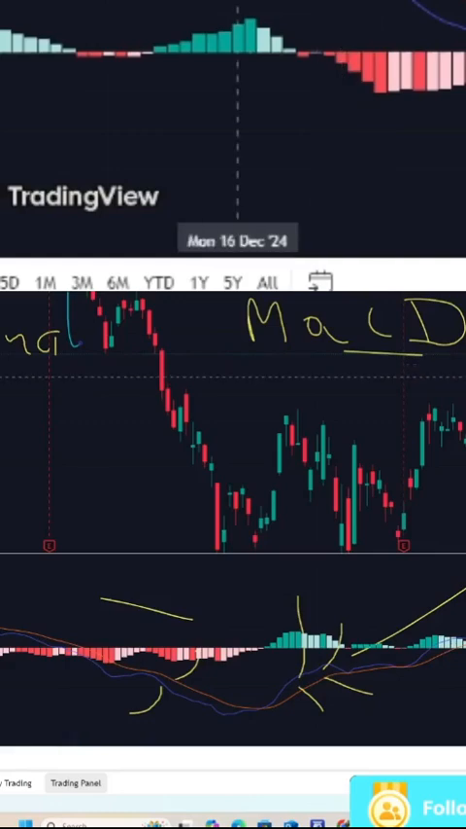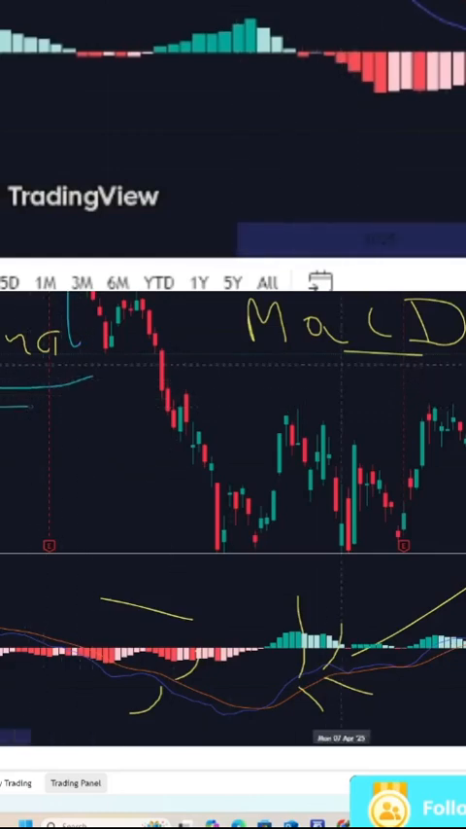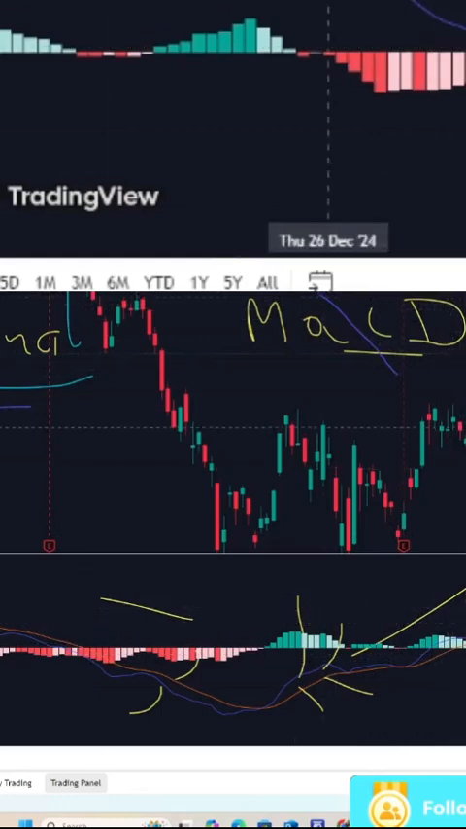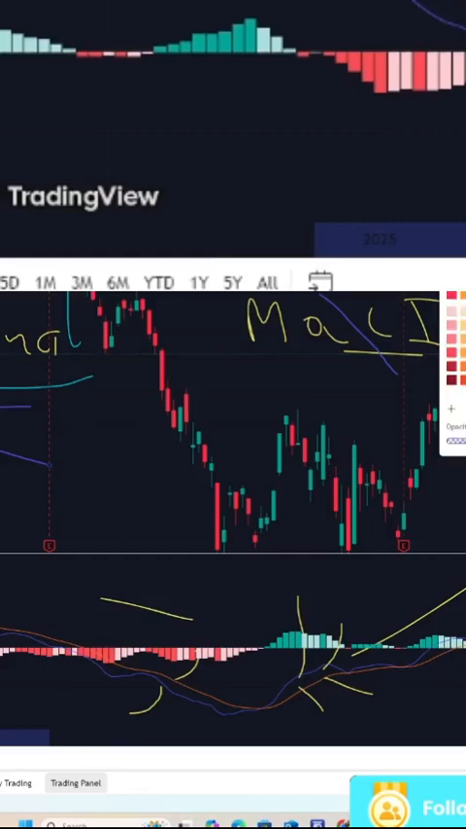You see, we have the MACD and the signal line. So how do they work? The blue line, as you can see there, is the MACD. And there is the signal line. The signal line is the orange line. Let's just take this one. That's the signal line. So how do they act there?